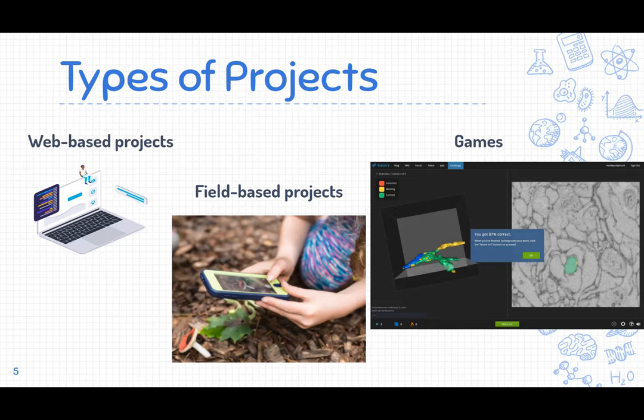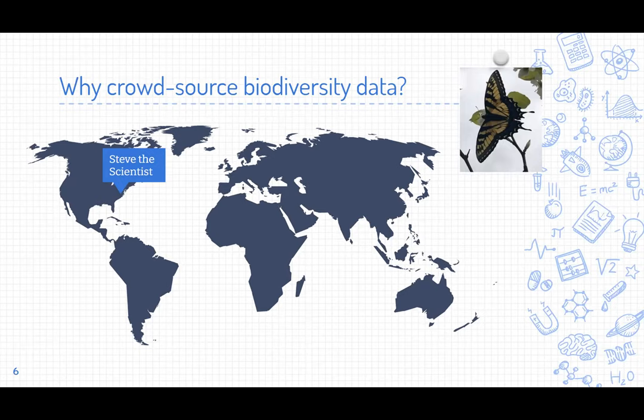So citizen science games leverage the ability of users to solve puzzles and can range from finding the best trajectory in a city with traffic to identifying genes, folding proteins. And the one pictured here is EyeWire, in which participants map 3D structures of neurons in the brain. So since Galaxy Zoo is that web-based project, I want to show you a quick example of a field-based project that's really popular. So why do we want to crowdsource, in this case, biodiversity data?